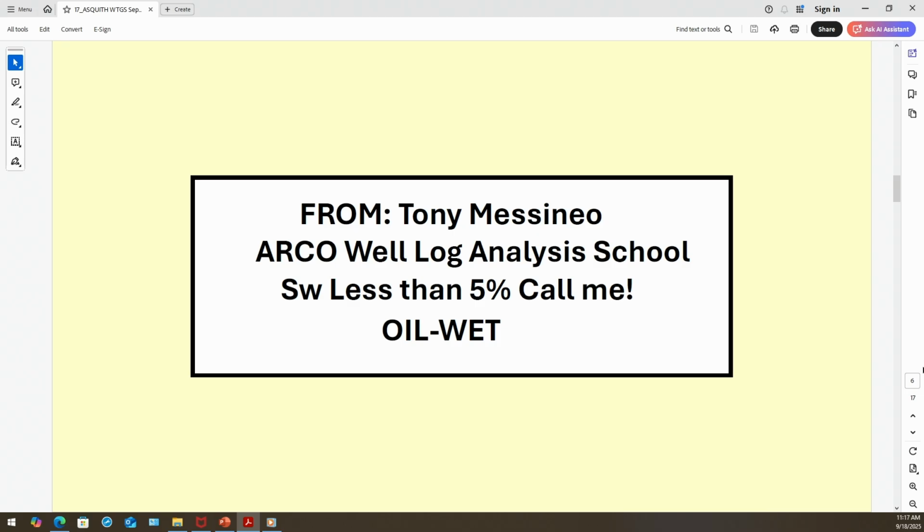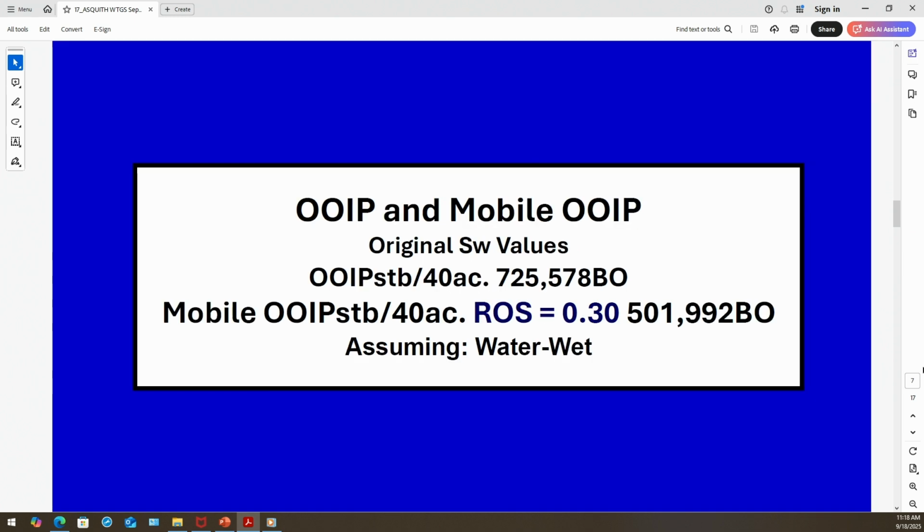Excuse me. All right, as I was sitting there looking at this log with the geologist and the exploration manager, I remembered something that Tony Messinio said at the Arco well logging school back in the 60s. This isn't exactly a quote, so I didn't put quote marks: SW less than 5%, call me, that's Tony, and possibility that it's oil wet. So I told Ed, I guess it's oil wet because I really don't know, but it sure fits the pattern. So let's take a look at an analysis of this now.